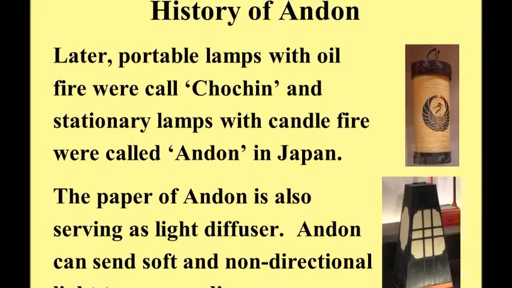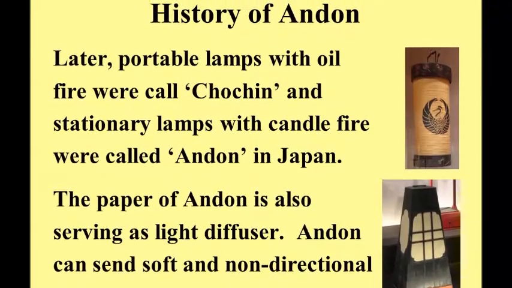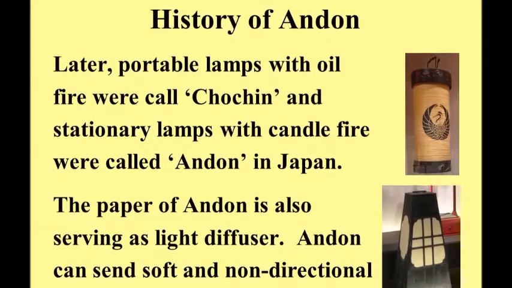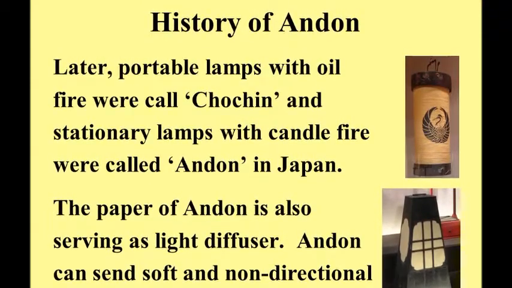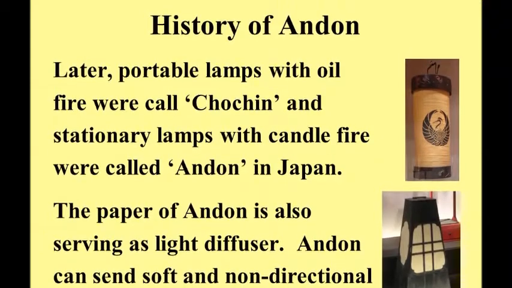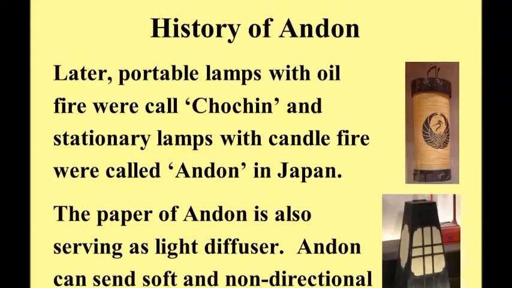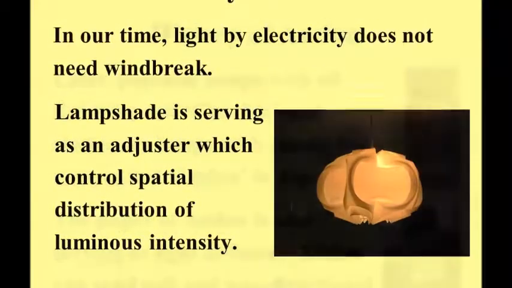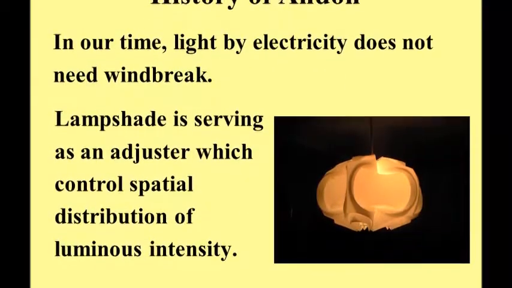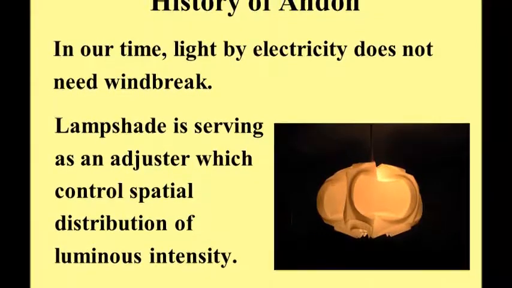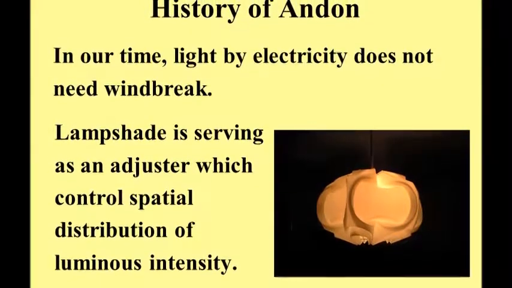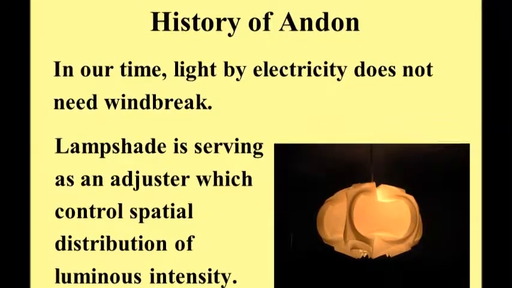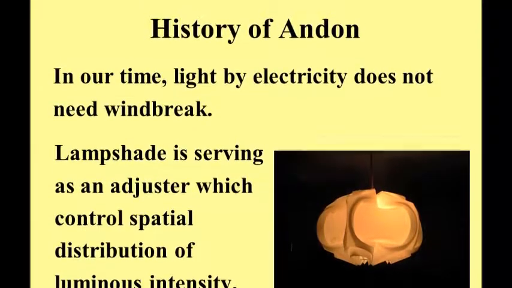The paper of Andon also serves as a light diffuser. Andon can send soft and non-directional light to the surrounding area. Today, light by electricity does not need a windbreak. The lampshade serves as an adjuster which controls the spatial distribution of luminous intensity.